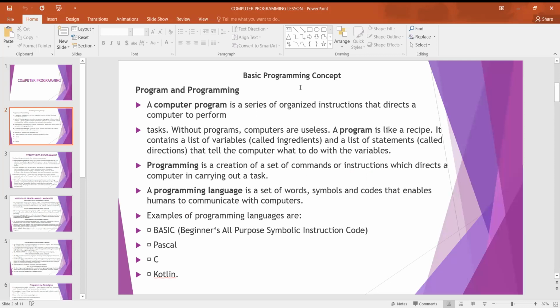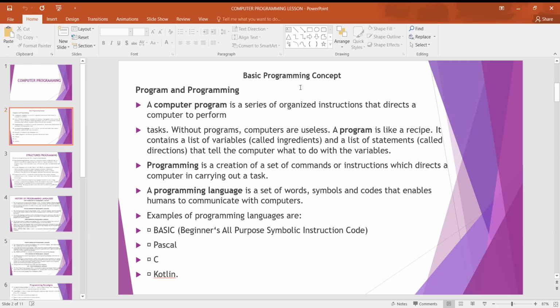We also have programming, and programming is the creation of this set of commands or instructions that directs a computer in carrying out a task. We have programming language, which is a set of words, symbols, and codes that enables humans to communicate with computers.